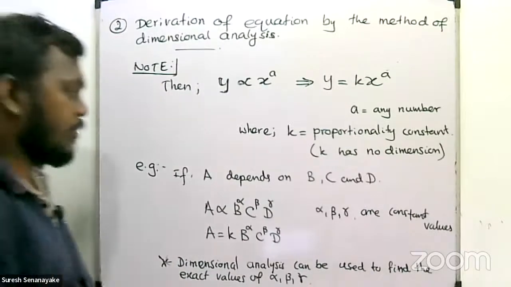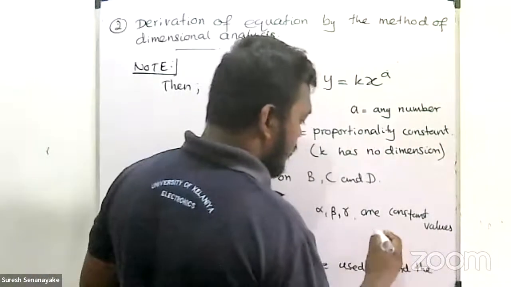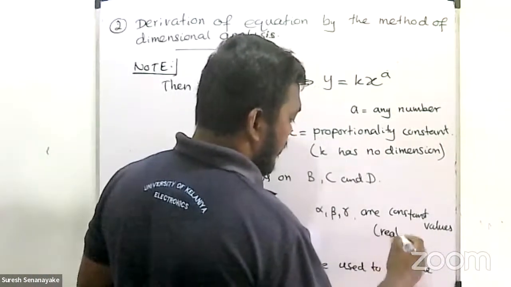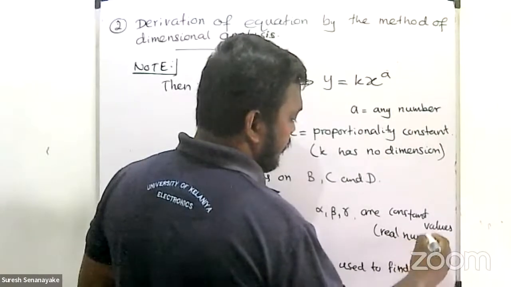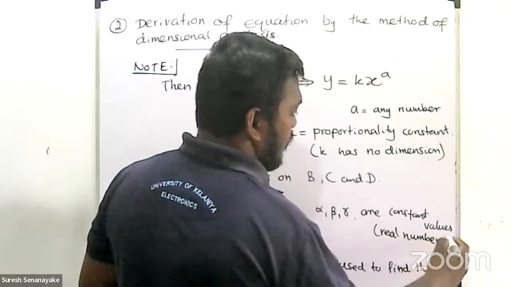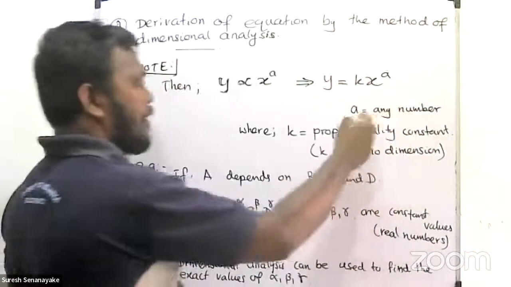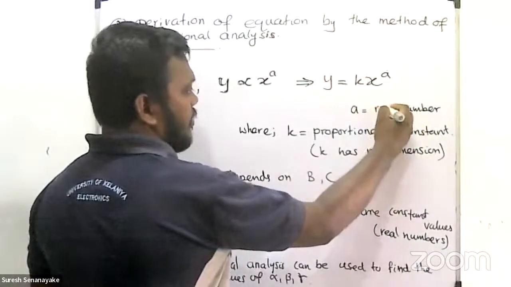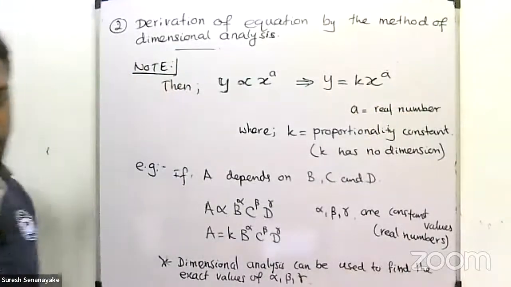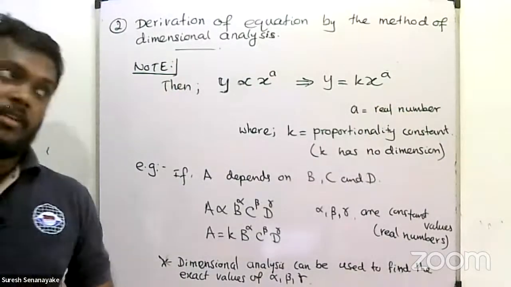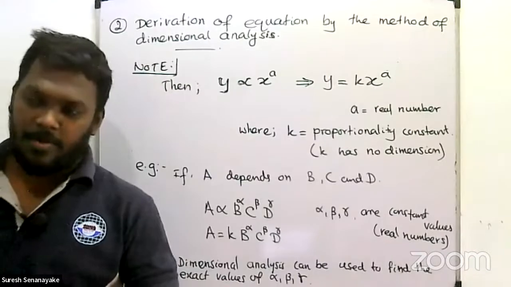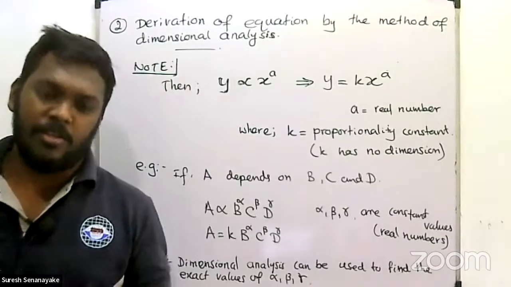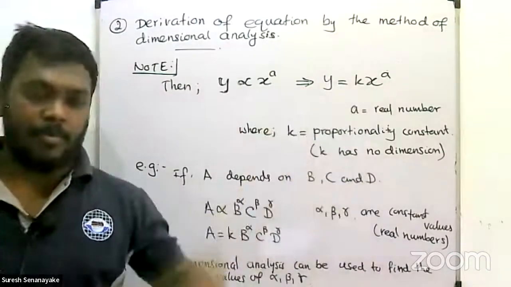And also you need to know that alpha, beta are constant values and also they are real numbers. The power may not be just any number, it should be a real number. Imaginary powers are something we cannot find this way.